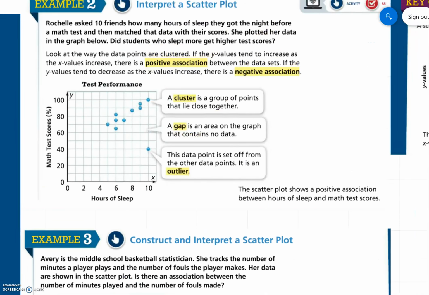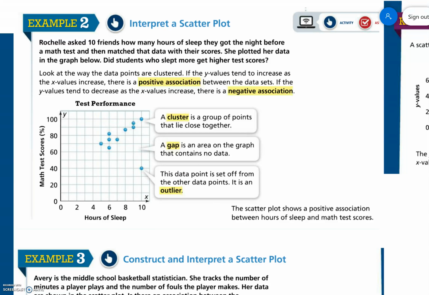Okay, example 2. Interpret a scatter plot. Rochelle asked 10 friends how many hours of sleep they got the night before a math test, and then matched that data with their scores. She plotted her data in the graph below. Did students who slept more get higher test scores? Look at the way the data points are clustered. If the y values tend to increase as the x values increase, there is a positive association between the data sets. That's one of your vocab words. If the y values tend to decrease as the x values increase, there's a negative association.